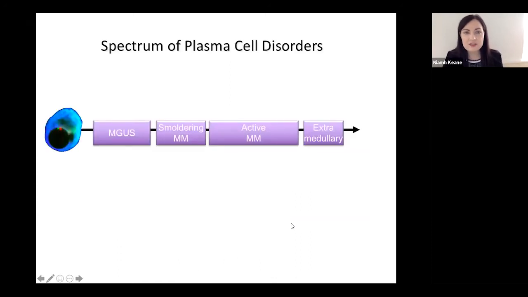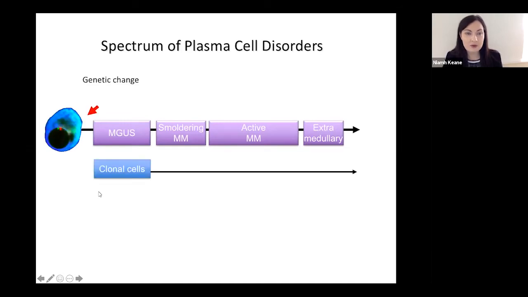So essentially there is a spectrum of plasma cell disorders that patients can have. Over here on the left we see a normal plasma cell in health. Somewhere along the way, this can acquire a genetic change, and as I say, this is not a hereditary change, this is an acquired change to the cell, which switches it on and means that that one cell becomes very active and produces that one M-spike or monoclonal paraprotein. When this happens, we have a condition called MGUS or monoclonal gammopathy of unknown significance.